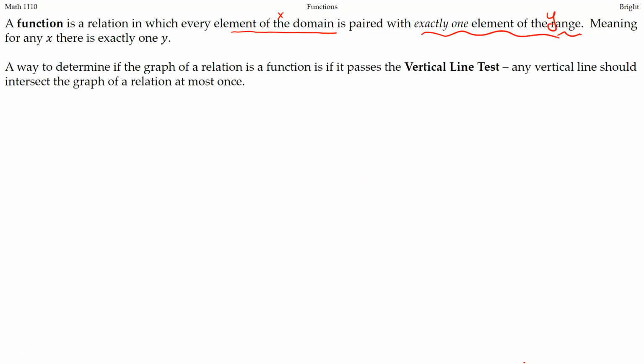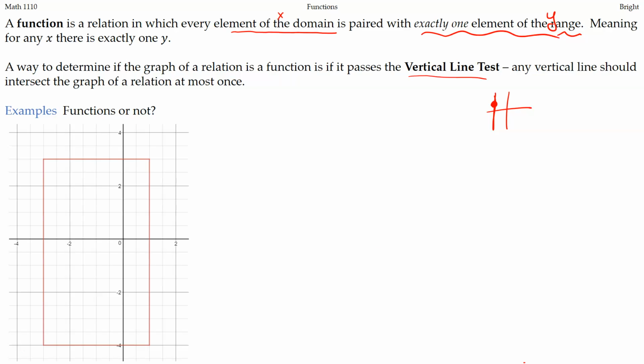Graphically, a function would have to pass the vertical line test, meaning if we look at a graph of a relation, we should be able to look at a vertical line and say, okay, if it's going to be a function, there's only one y value at that point, because that's what this is saying. We have one y value for a particular x value, and the x value would be denoted by this vertical line. So if a relation passes the vertical line test, then it's going to be a function.